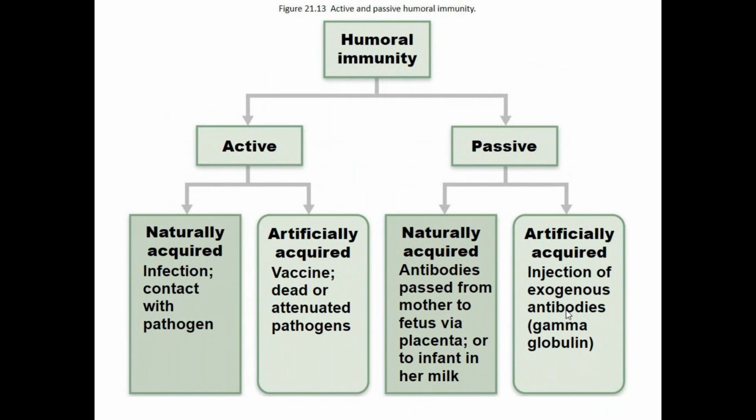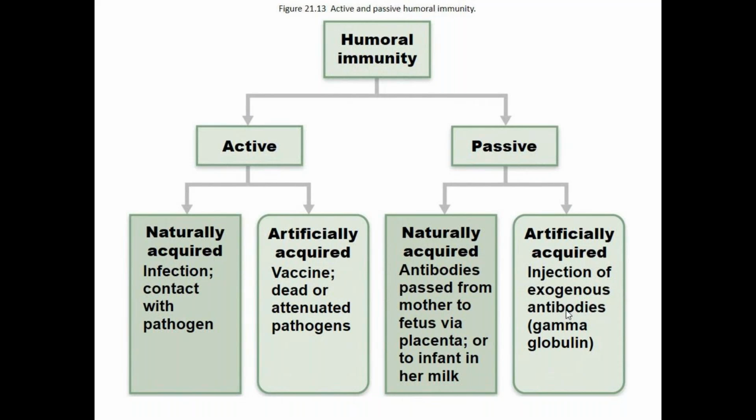So if we want to think about what humoral immunity looks like, talking about this flow chart, we have a couple of different ways of getting it, either through natural means or through artificial means, both in terms of active immunity, where you're making your own antibodies, or in terms of this passive immunity, where you're getting antibodies from somebody else.